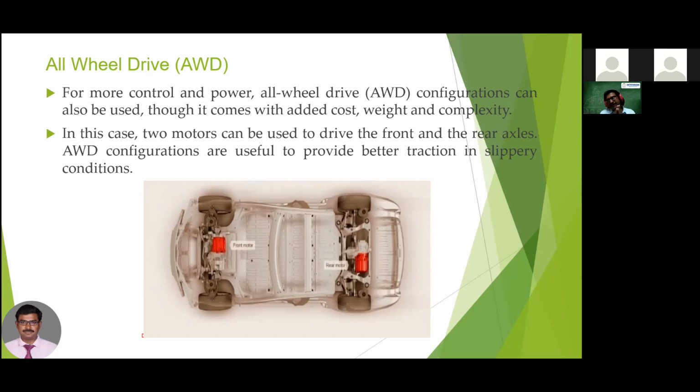So the all-wheel drive system is nothing but a traction motor used for the front axle as well as the rear axle. Both sides it is used. You can see the diagram. The red color is nothing but the front motor and rear motor, and on the other side the right motor. It will be fixed on your rear axle as well as the front axle. In this case, two motors, front and rear, are used to provide better traction in slippery conditions.